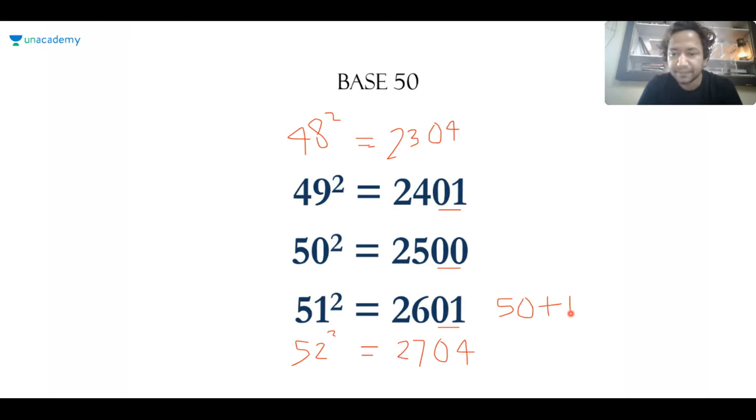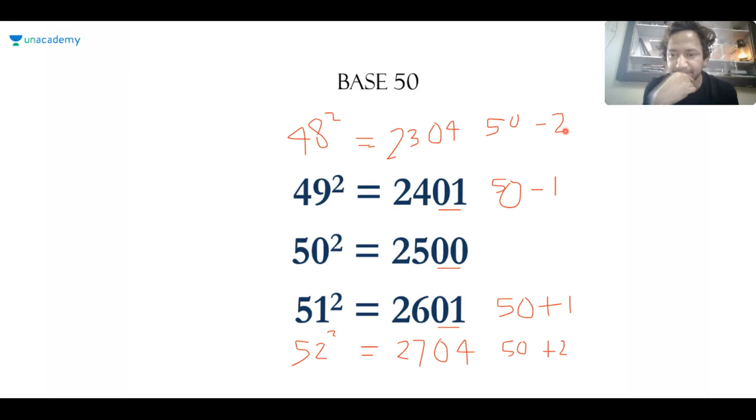And 49 is 50 minus 1. Similarly, 52 is 50 plus 2, and 48 is 50 minus 2. Is that right? So, the last two digits are nothing but the squares of the excesses or the deficits of the numbers from 50.